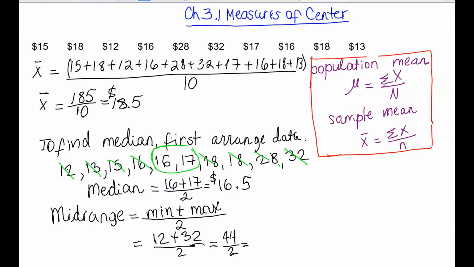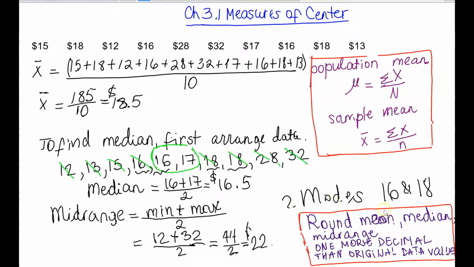Now let's find the midrange. To find the midrange, we add the minimum value and the maximum value, divided by 2. 44 divided by 2 is equal to $22. That's the midrange. Now let's find the mode. I can see that there are 2 modes in this data set. 16 occurs 2 times and 18 occurs 2 times. So there are 2 modes in this data set, 16 and 18. The round-off rule for mean, median, and midrange is that we round 1 more decimal than the original data values.